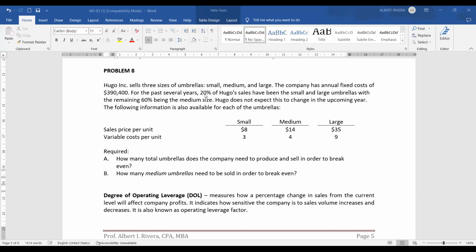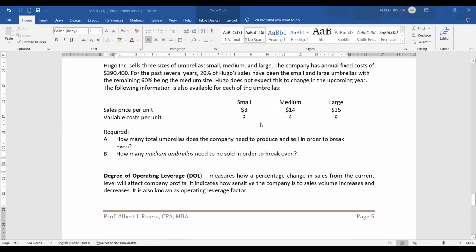Okay, so 20% for large and small, while the remaining is for the medium size. So that is the corresponding sales mix: 20% for small, 60% for medium, and 20% for large. And the company does not expect this change in the upcoming year. And these are the corresponding information.